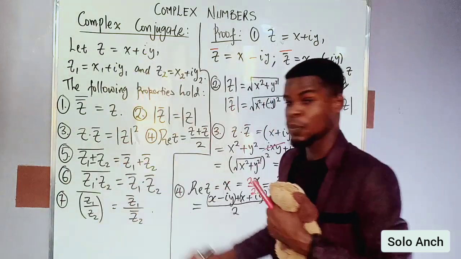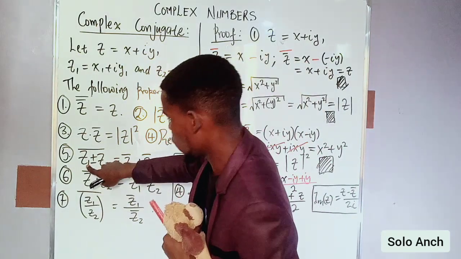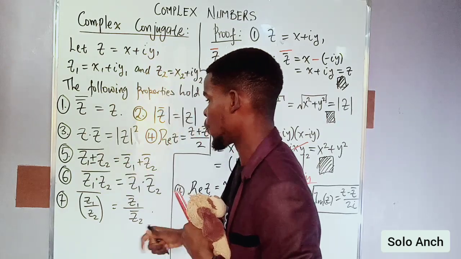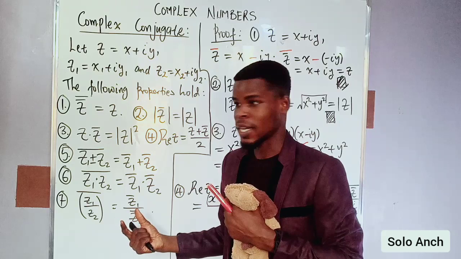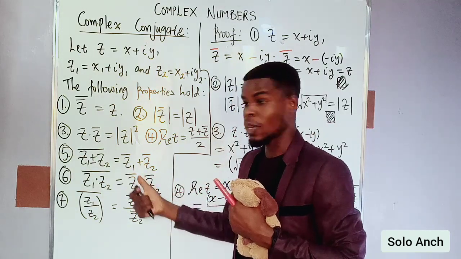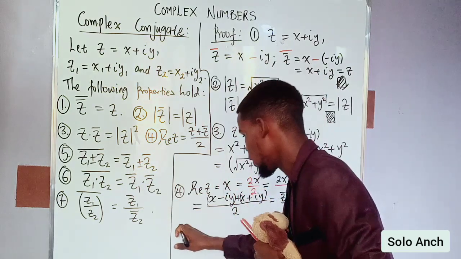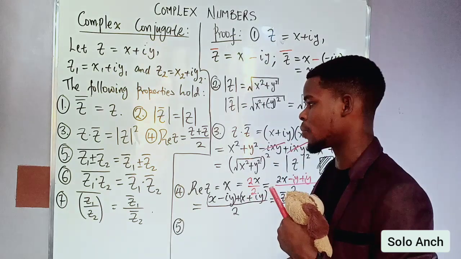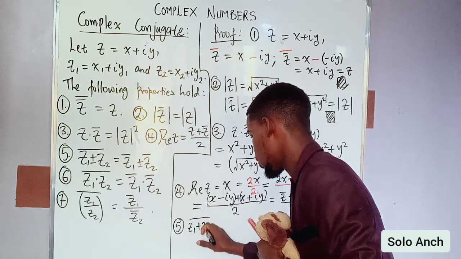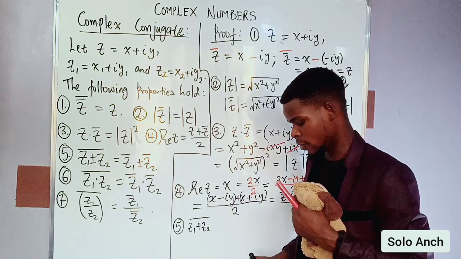Let's do the fifth one. The fifth property tells us that if you take two complex numbers, let's say z1 and z2, and we either add them or subtract them, all right? And then we take the conjugate of that sum or difference, the result will be the sum or difference of the conjugates of the two complex numbers. So let's do it for one. That is, if you want to take the sum of two complex numbers, what this property tells us is that the conjugate of the sum of these two complex numbers is going to be the sum of the conjugates of those two complex numbers. So you will do the difference, all right?